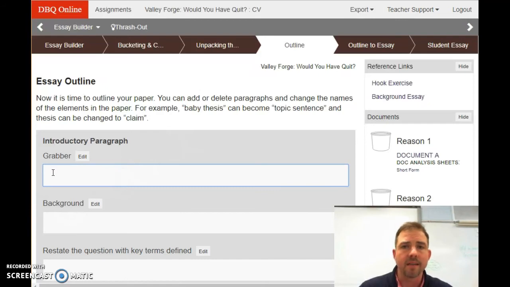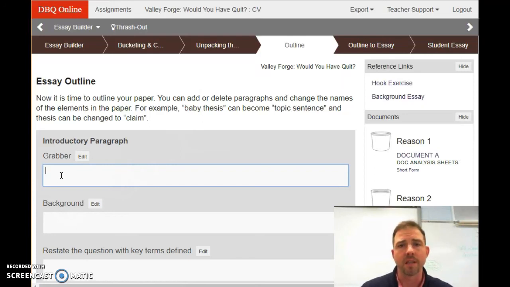The last thing that you can do to help you write a grabber is actually wait to write this last. Writing it last gives you a better view of your entire paper. So after I write a paper and I read it, I can go back and say, oh, that's kind of what my paper's all about. Now I can think of a good grabber. It doesn't have to be written first.